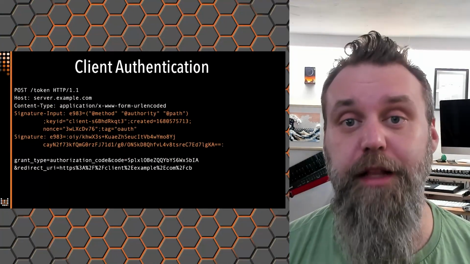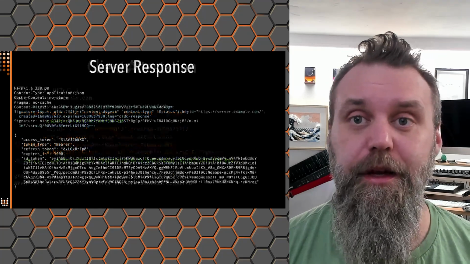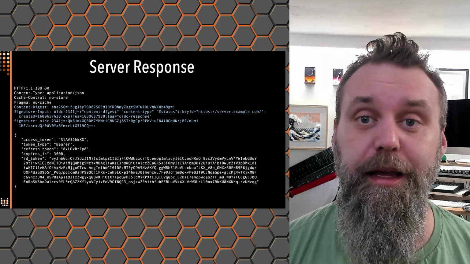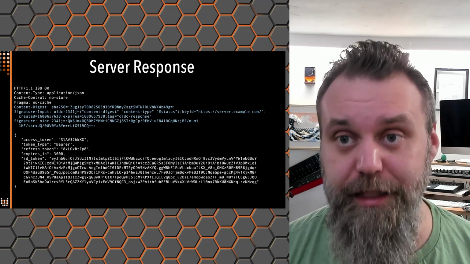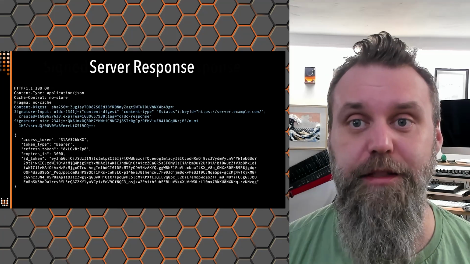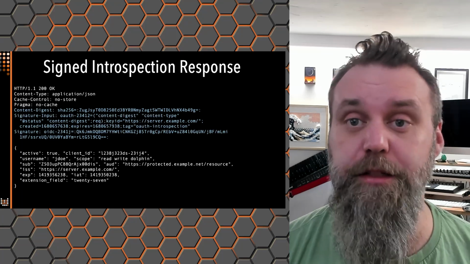But it's not just about using it with tokens. There's a lot of other ways that this specification could be used in practice. So for example, we could use it for proof of possession of client keys. We could use it for signing client attestations. We could even use it in server responses. So when you get the token response back, in addition to it being over TLS, you can have an additional signature that says that this really is the message and the content of this message. We can even do some neat tricks with signing things like introspection responses.